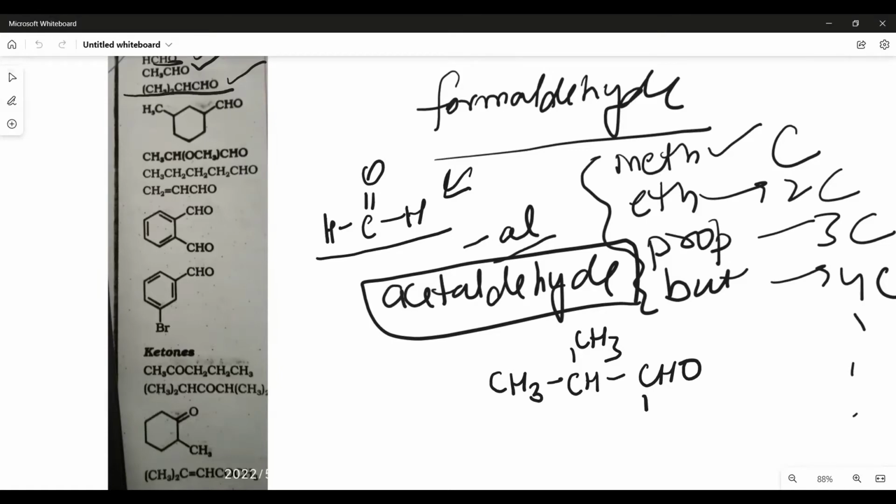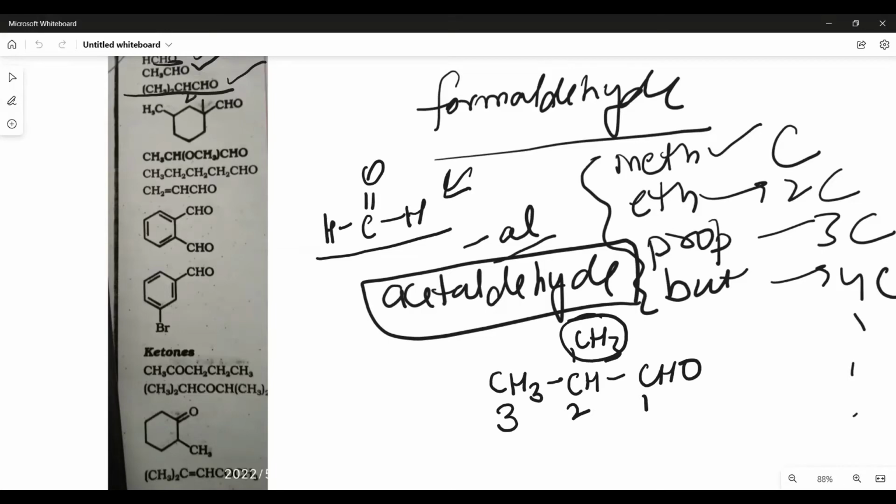Now you can easily see what the nomenclature will be. It will be 2-methylpropanal because no other functional group is present, so CHO will get preference. So you will get 2-methylpropanal. Now in this compound you can see it is a CHO group and there is a cyclohexane ring. So that will become cyclohexanal.